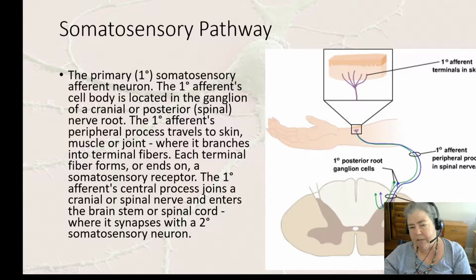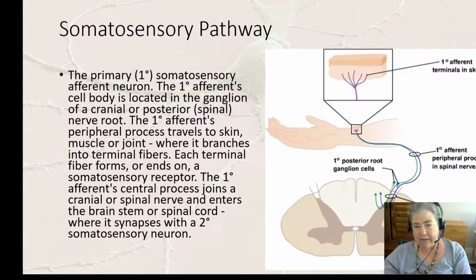Now, in the central nervous system, these fibers travel for a while and then they synapse. They might travel just a little while and synapse with a secondary somatosensory neuron in the gray matter, or they may travel quite far and synapse with a secondary somatosensory neuron in the brain stem.